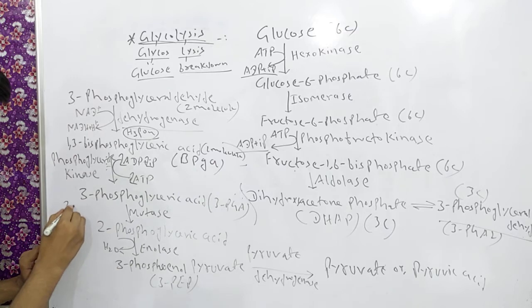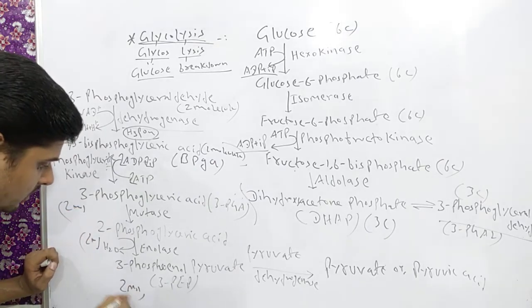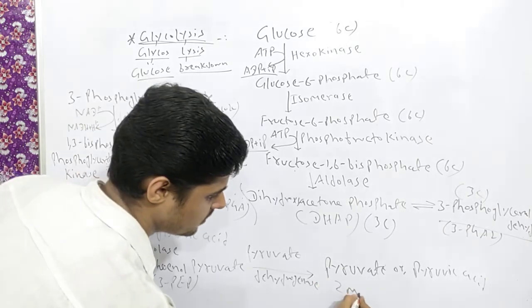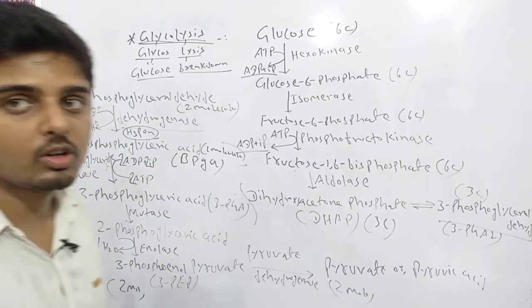So this will also be two molecules. So how much pyruvate has been produced from one molecule of glucose?